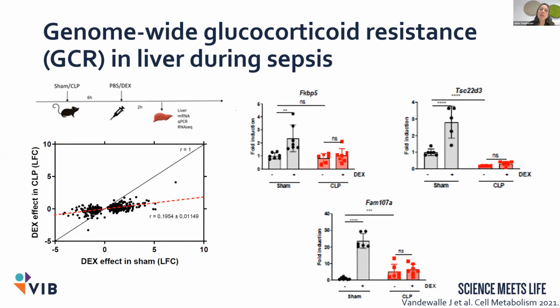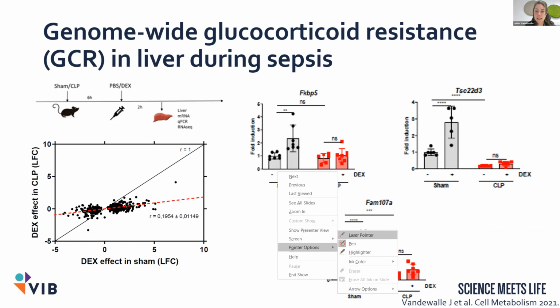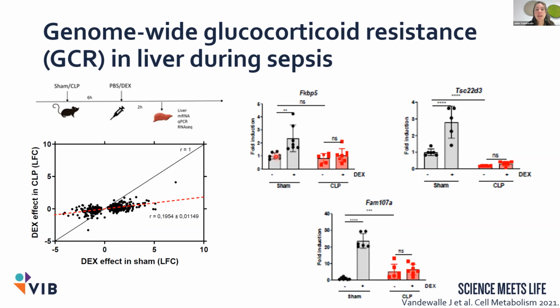As a validation, we also did some qPCR on the liver, and here we can see that DEX injection in the sham mice leads to an increased expression of the GR responsive genes in sham condition, whereas there is no response upon DEX injection in the CLP mice.